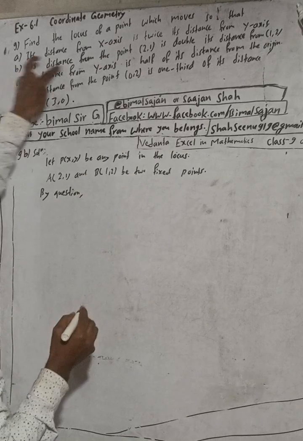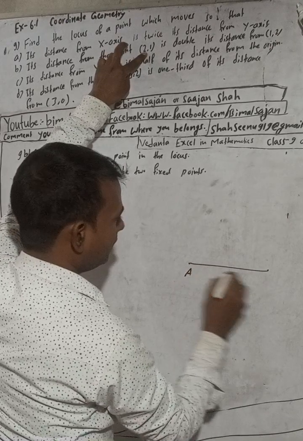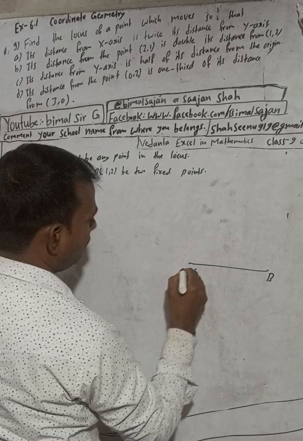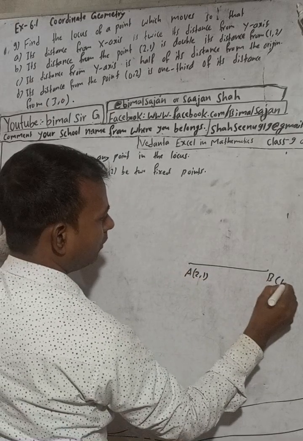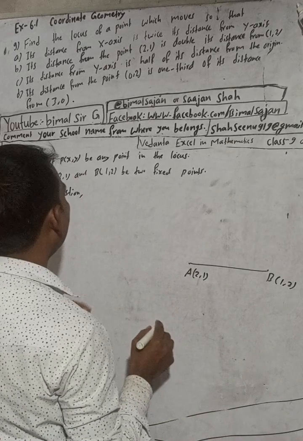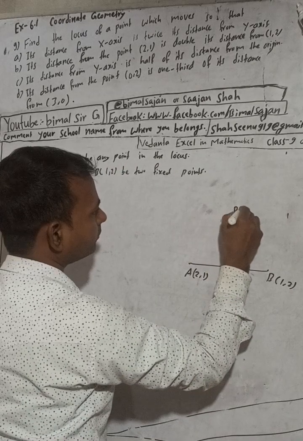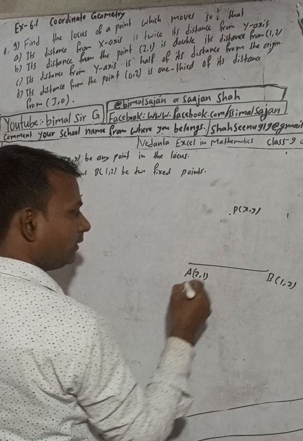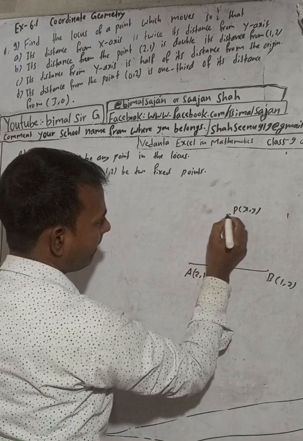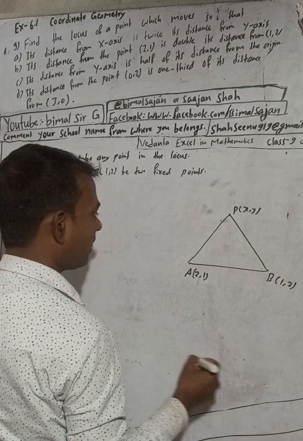So its distance from the point. Suppose these are our two fixed points, this is A (2, 1) and this is B (1, 2), a total of two fixed points. Let P(x, y) be any point in the locus. So this is P(x, y). Now this is PA, and this is PB.